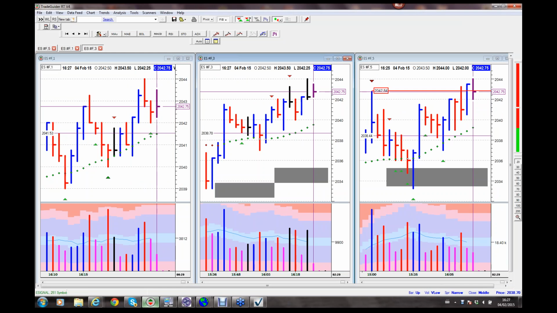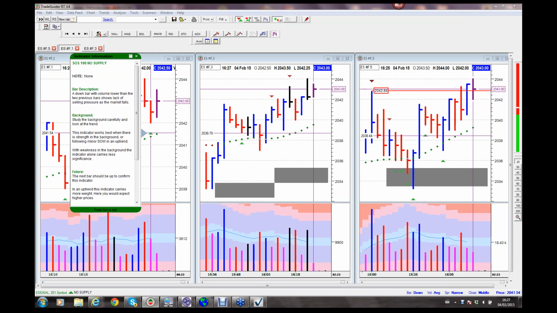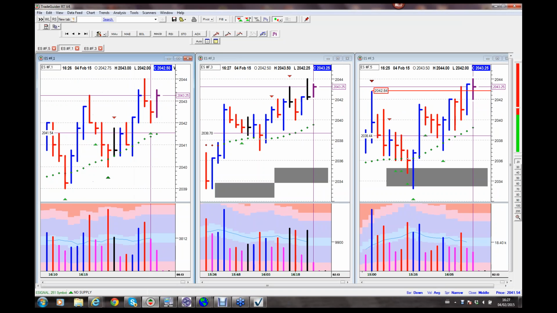Okay, so let's see if we can push up through that 2044 level. Yeah, nice sign of strength just came in here. Look, no supply on the 1 minute chart. So 2045, guys, is the target on this trade based on the point and figure chart, if it can take out this 2044 level.